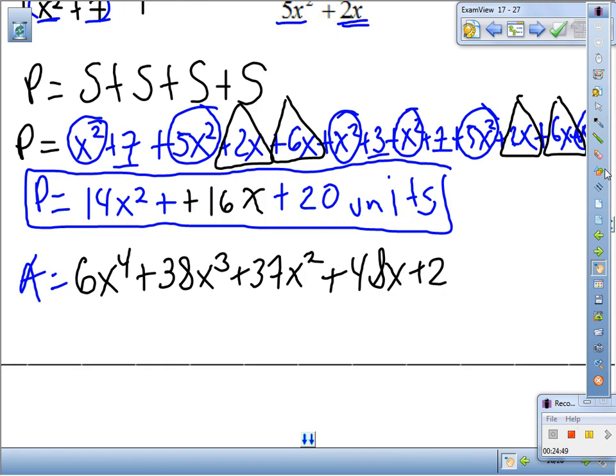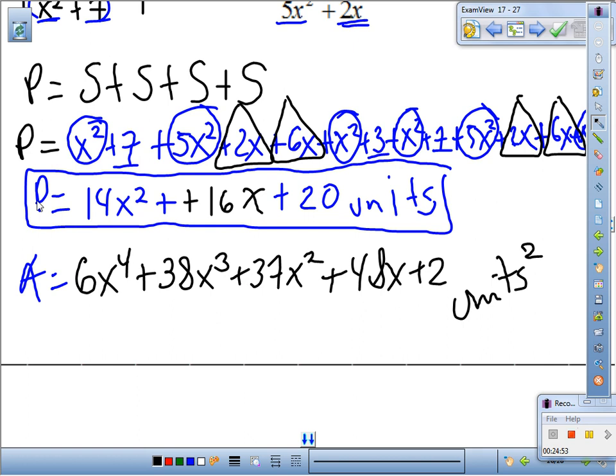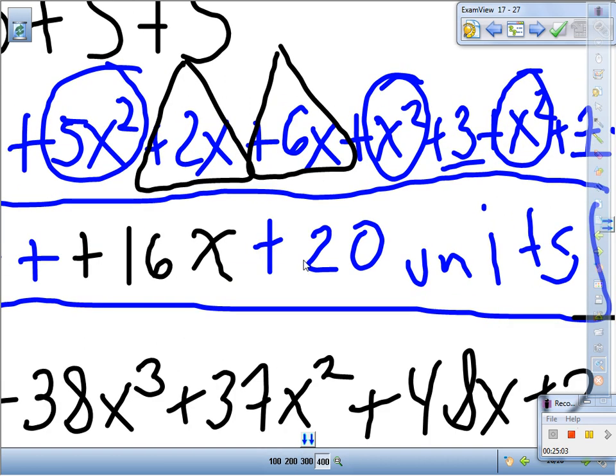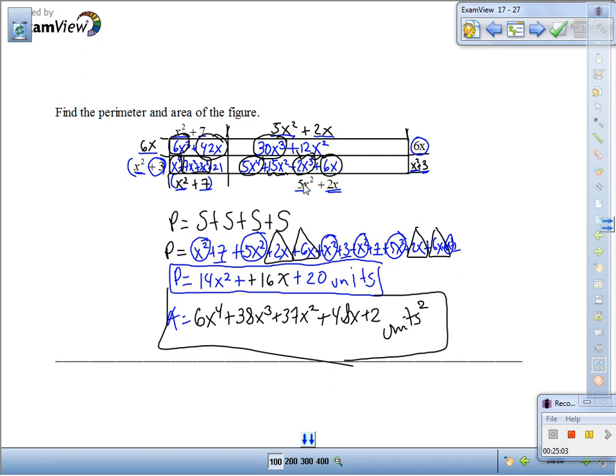And for this one, we label it units squared. We just did. No, x is... We're not solving for it. It says find the perimeter. Here's the perimeter. And find the area. There's the area.